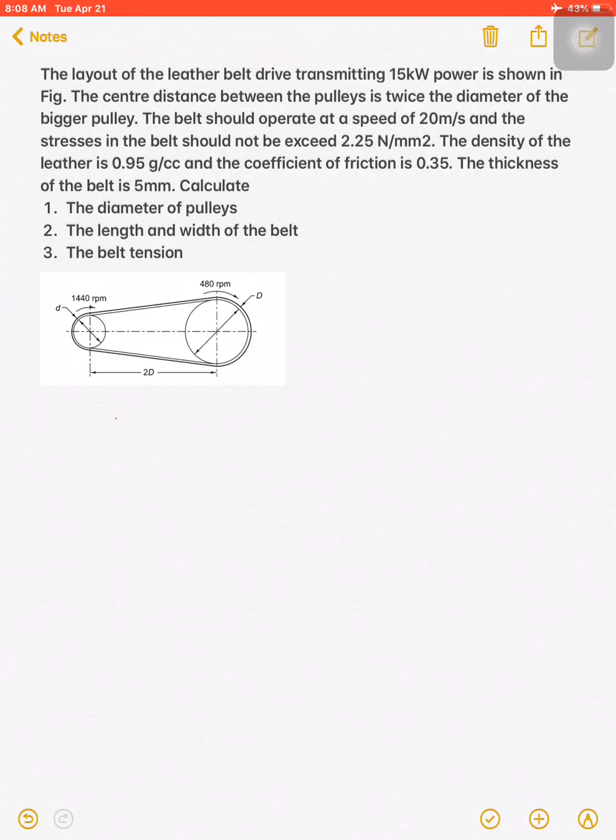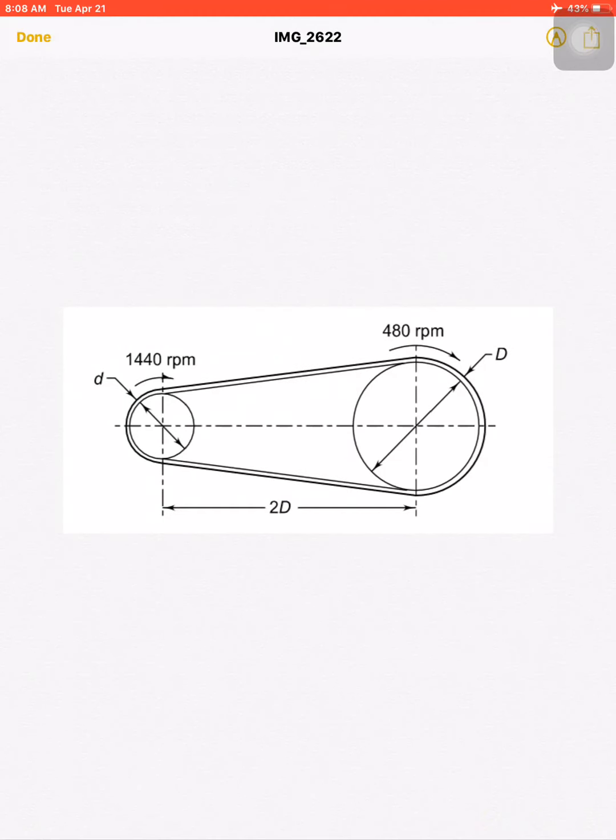The given figure is: the diameter of the small pulley is small d and the bigger pulley's diameter is capital D. The bigger pulley rotates at 480 rpm and the smaller pulley rotates at 1440 rpm, and the distance between these two pulleys is 2D. This is what we call the center distance.